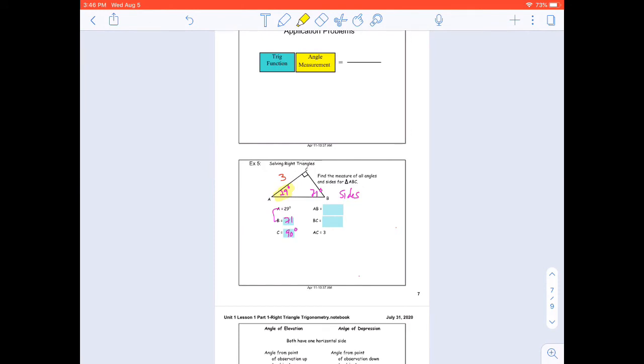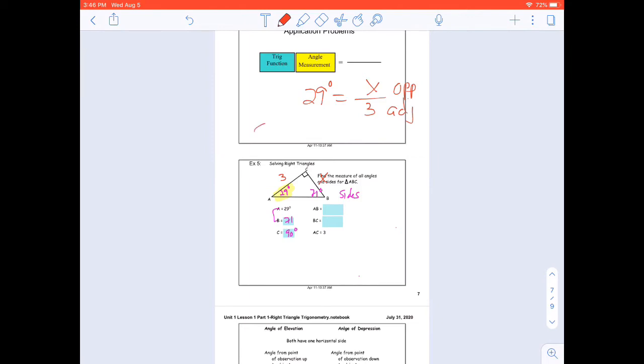It is also your prerogative to determine if you want to find side AB or BC first. You guys, it doesn't make a difference. I'm going to go ahead and choose to find BC first. So what I say to myself, we figured out that the angle measurement was 29 degrees. X is opposite. 3 is adjacent to 29 degrees.